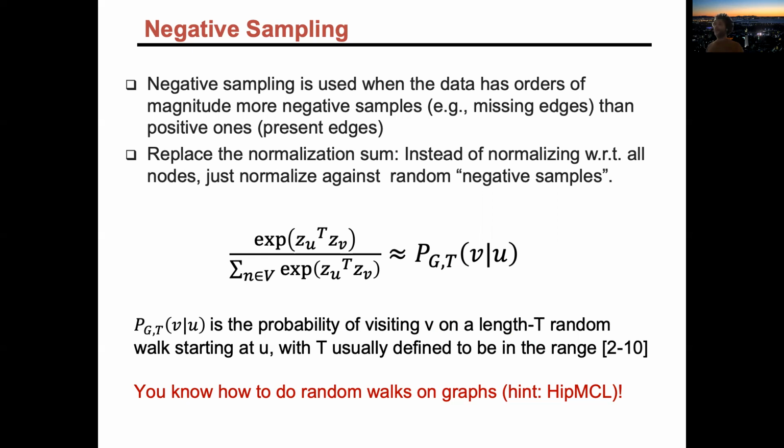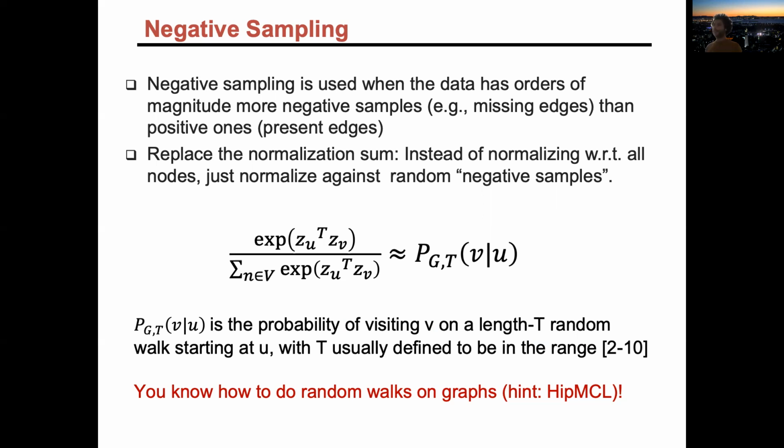So I don't want to sum over all n squared. I just want to get some missing edges in my normalization term. So replace the normalization term at the bottom, the normalization sum, instead of doing it as a sum over all nodes, just do it as a sum over negative samples. So that's the general trick.